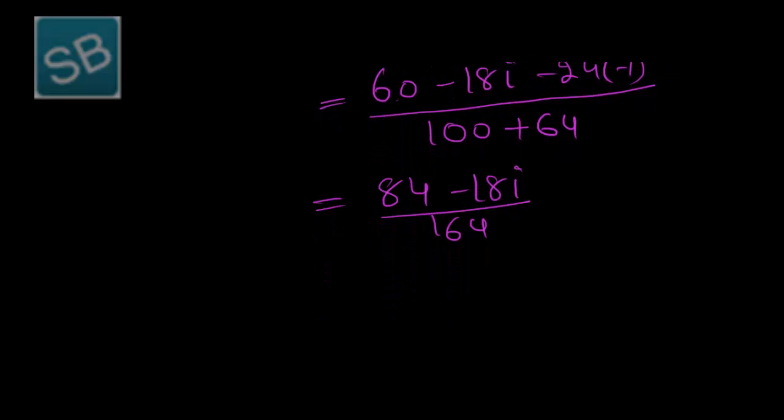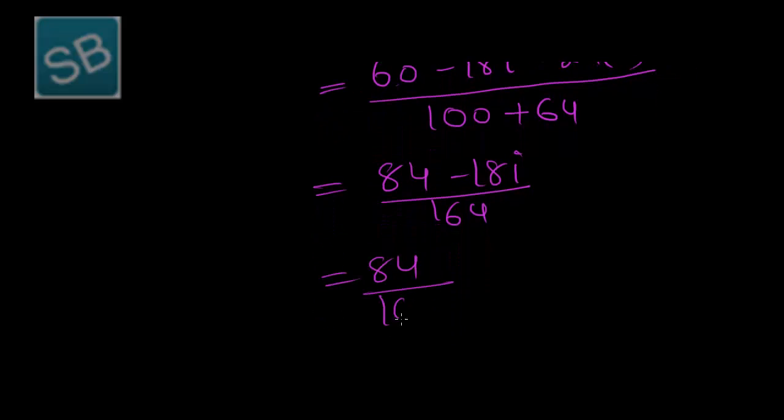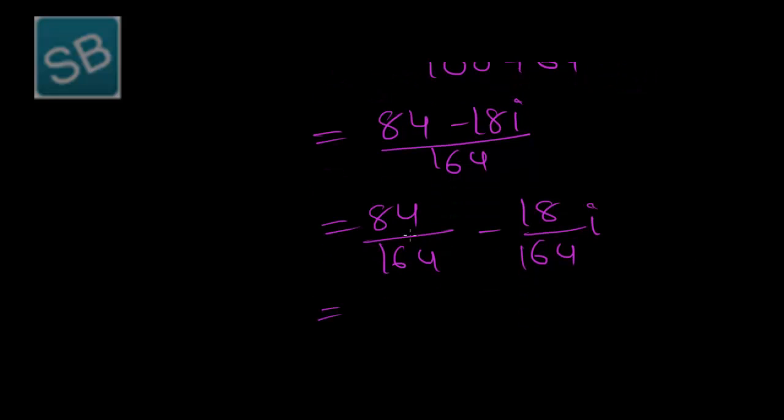So here we get 84 over 164 minus 18 over 164 iota. By dividing these terms by 4 we get 21 and 41, and dividing by 2 we get 9 and 82 iota. So this is the quotient of two complex numbers that can be solved by this method by introducing the conjugate of the denominator, or by finding the inverse of Z2 and then finding the product of Z1 and Z2 inverse, and we will get the same answer. You can do this by another method and check it out.